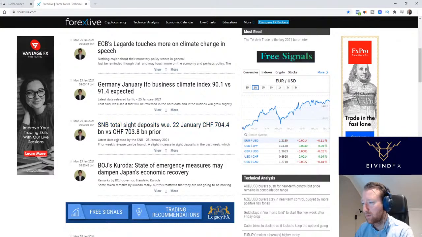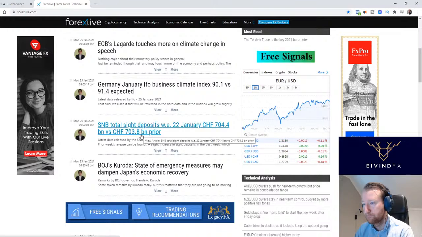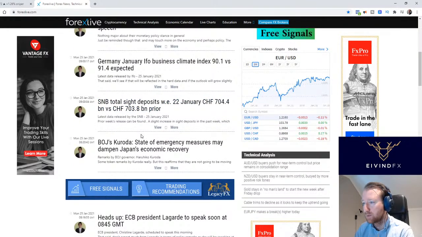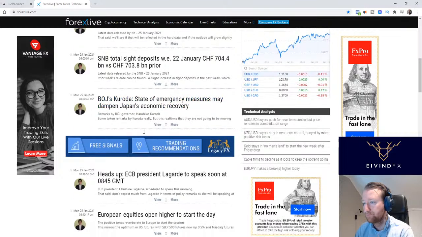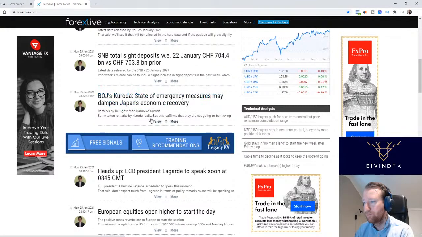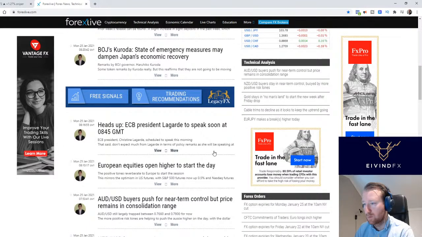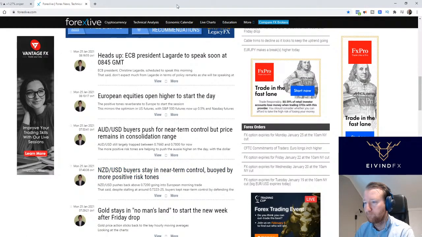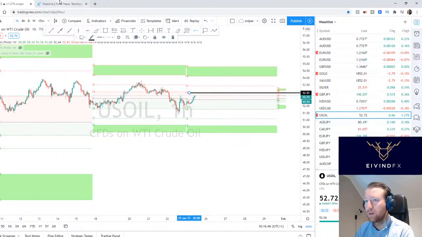The Swiss National Bank deposits 704 instead of 703.8 billion. Okay, so that put more money into it, or more deposits. Self-emergency measures may dampen the economy. I don't like that. Yeah, and she's supposed to speak soon. Oh, that's not soon, that's a long time ago. Anyways, doesn't matter. So, great. Nothing new there. Is there anything else for today?